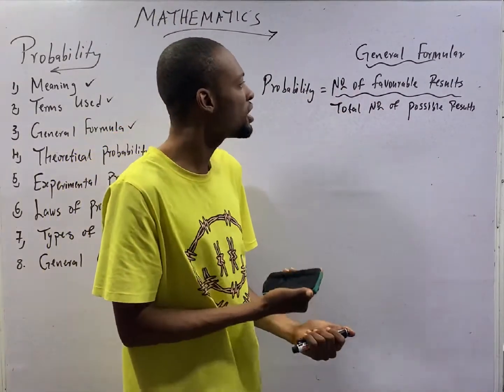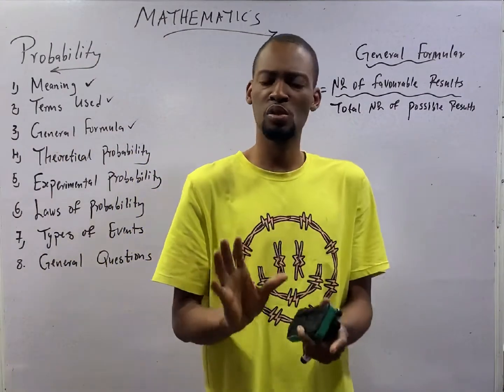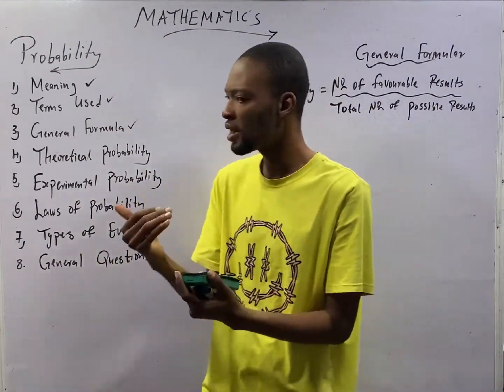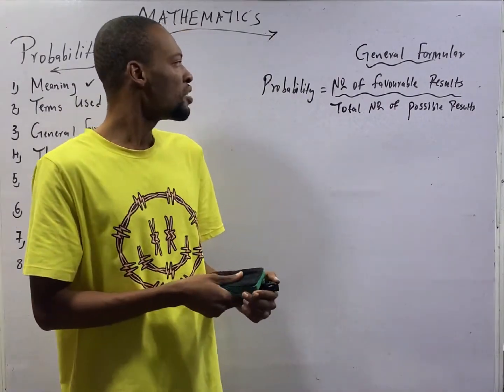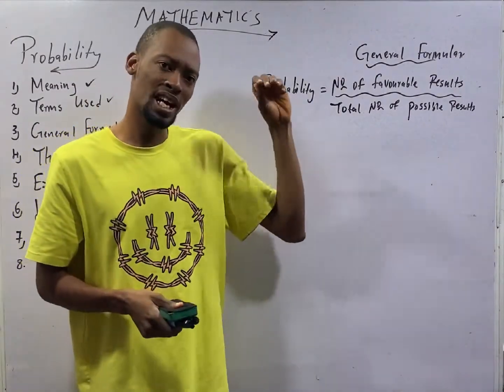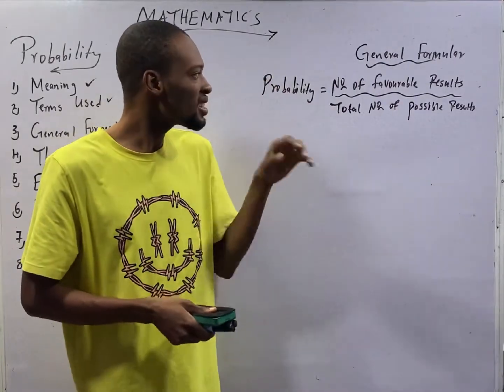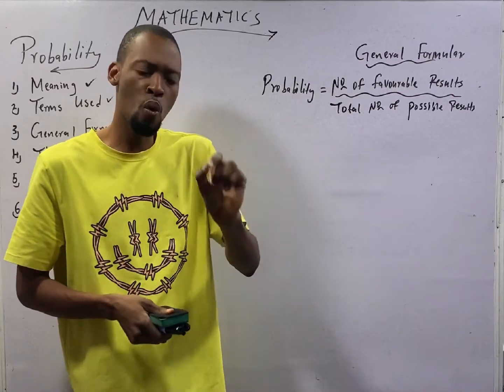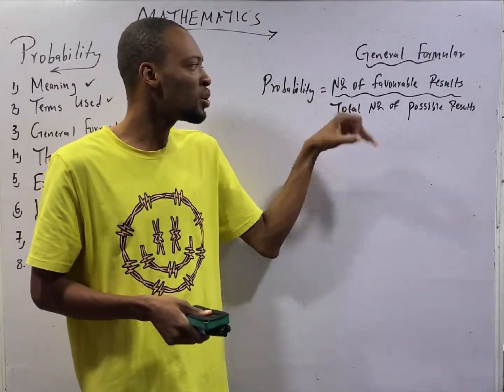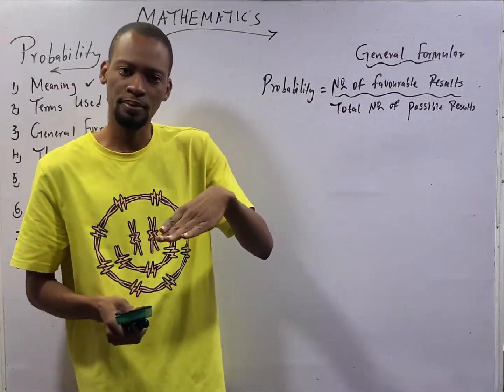You can interpret this general formula to your favor, or the way you will understand. This is the meaning. The probability of something happening is the number of what you want to happen over the total number of what can happen.